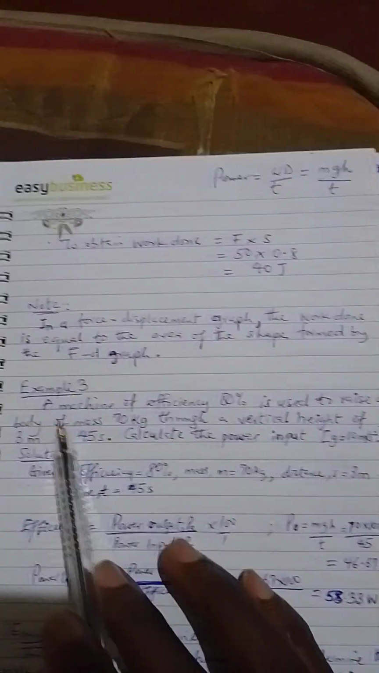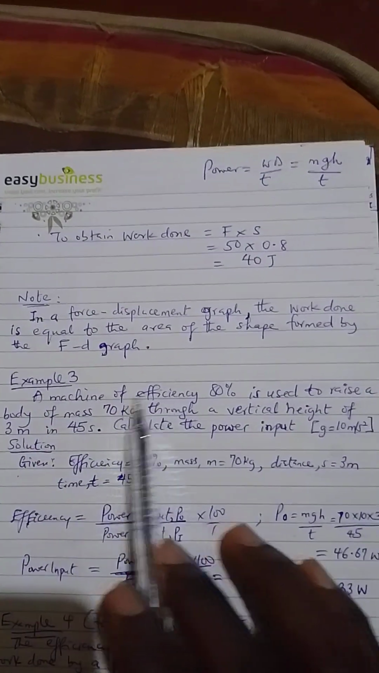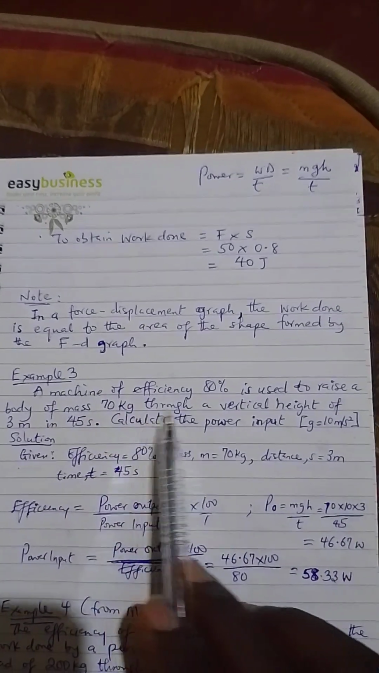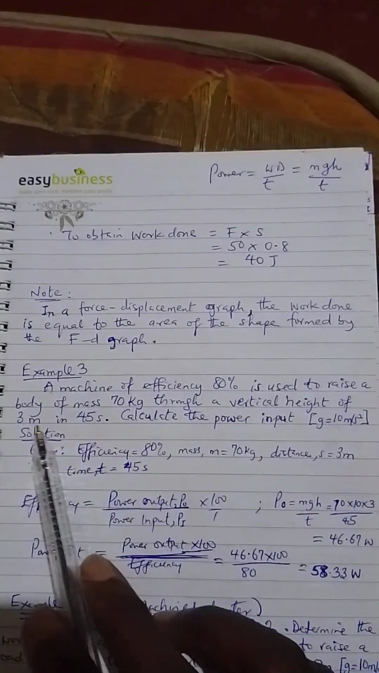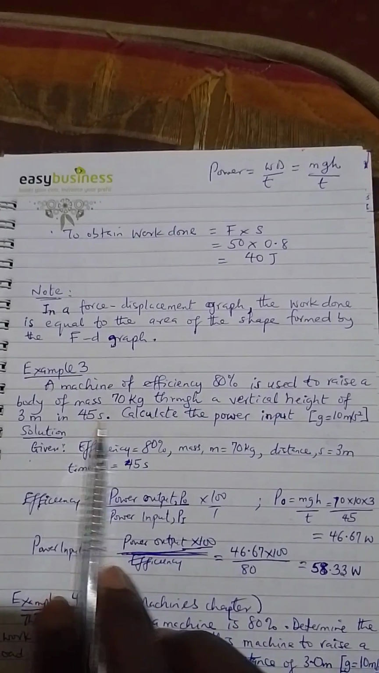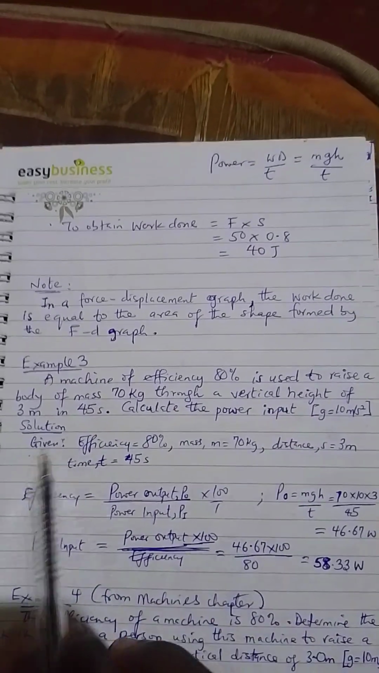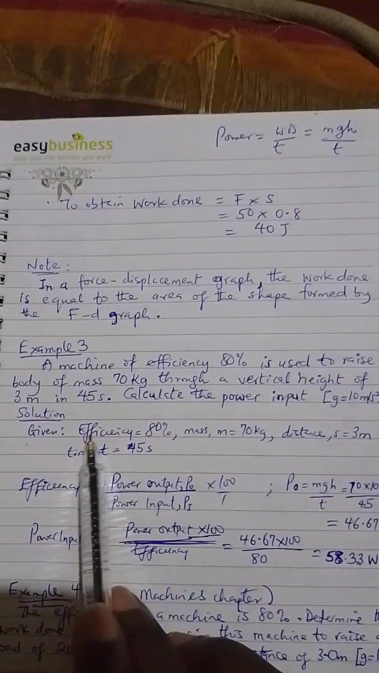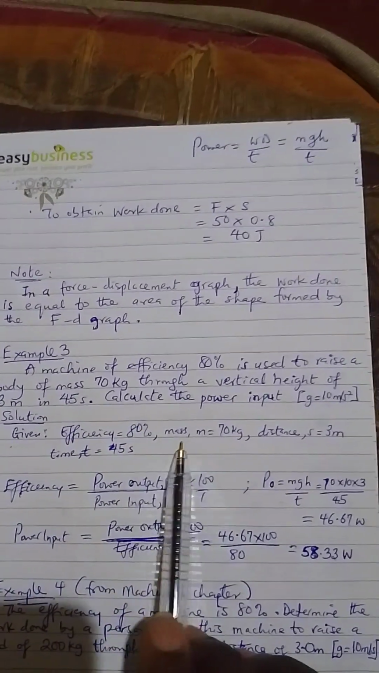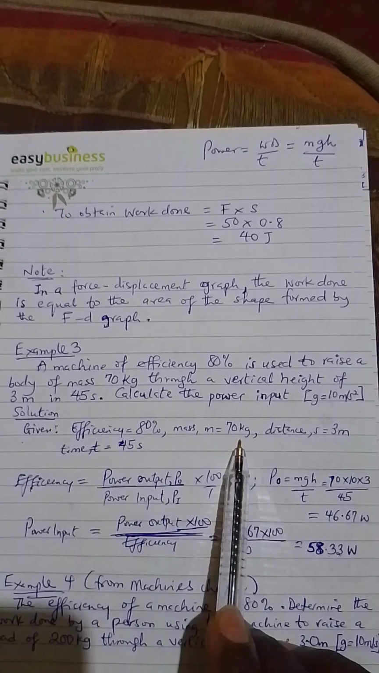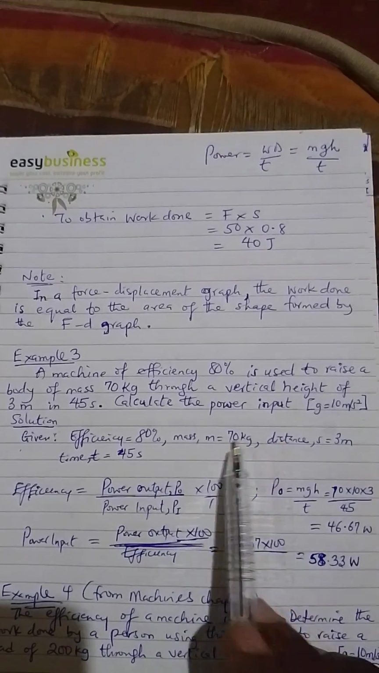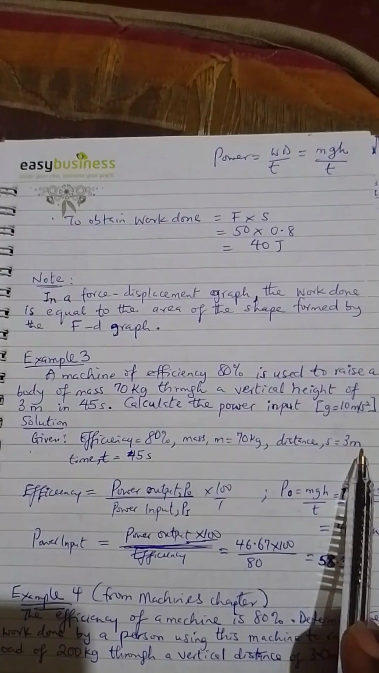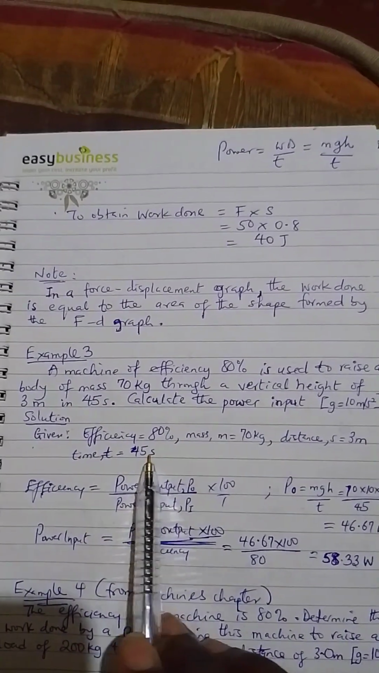So read the question again. A machine of efficiency 80% is used to raise a body of mass 70 kg through a vertical height of 3 meters in 45 seconds. Calculate the power input. So let's state down what you're given. Efficiency 80%, mass 70 kg for the body or object in question. The distance moved by the body is 3 meters. The time is 45 seconds.